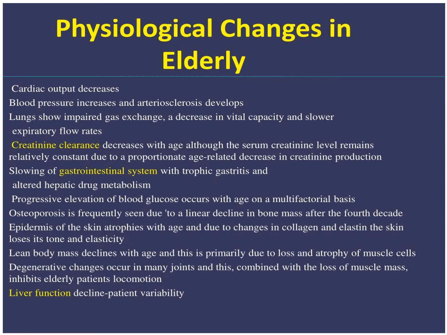Okay, and we spoke about the skin and how it's thinning, with loss of collagen and elastin. Lean body mass, which is your muscles, declines with age. Degenerative osteoarthritic joints with loss of muscle mass can lead to reduced ability of people to walk and do their activities of daily living. And there's liver function decline again, and that of course plays into reduced ability to metabolize drugs.